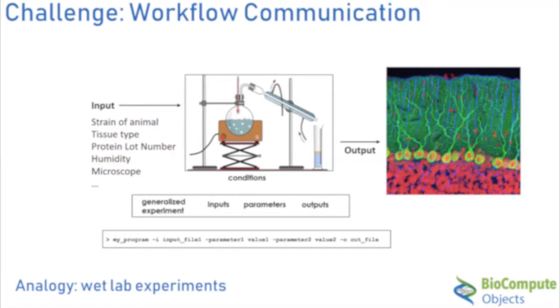And bioinformatics is no different. There's a number of inputs and parameters that are needed to be able to reproduce, or in most cases even understand a bioinformatics pipeline. And so this has been a real challenge, not just for folks that are new to bioinformatics, but even for experienced bioinformaticians, because it's oftentimes not clear what all needs to be communicated.